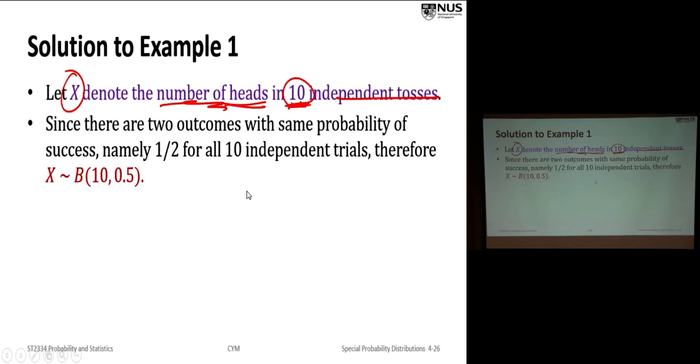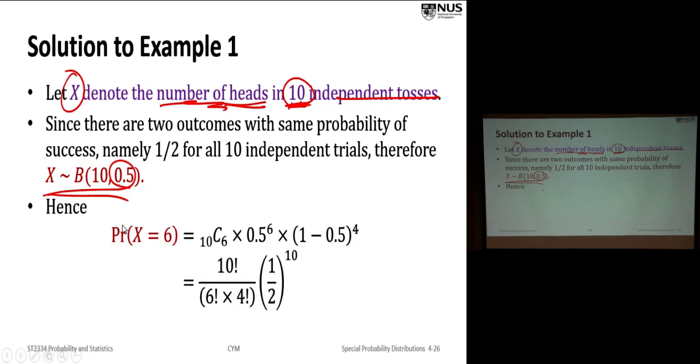So x, because it's an unbiased or fair coin, the probability of success will be 0.5. So we have x following a binomial distribution. In other words, once you define what your random variable x is, in this case the number of successes out of 10 trials, or number of heads out of 10 tosses, you try to write down the distribution of this random variable x. So it follows a binomial distribution with n equal to 10 and p equal to 0.5.